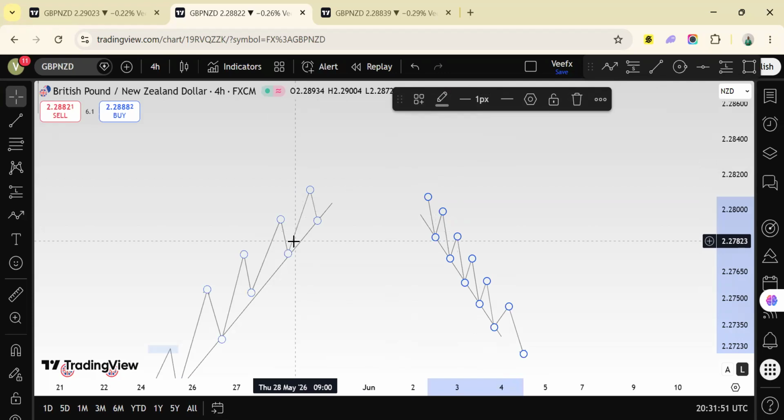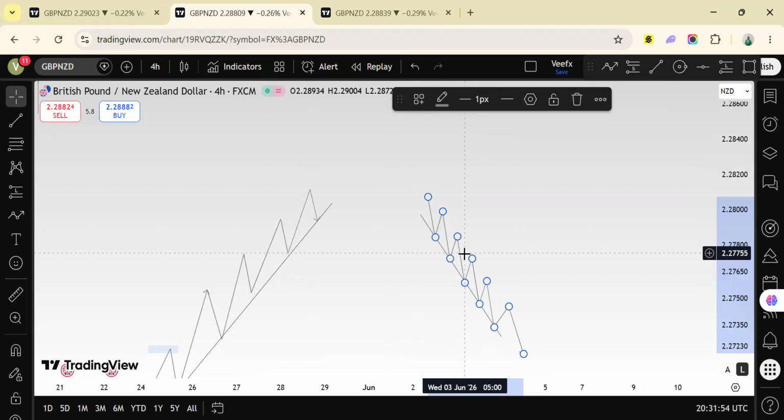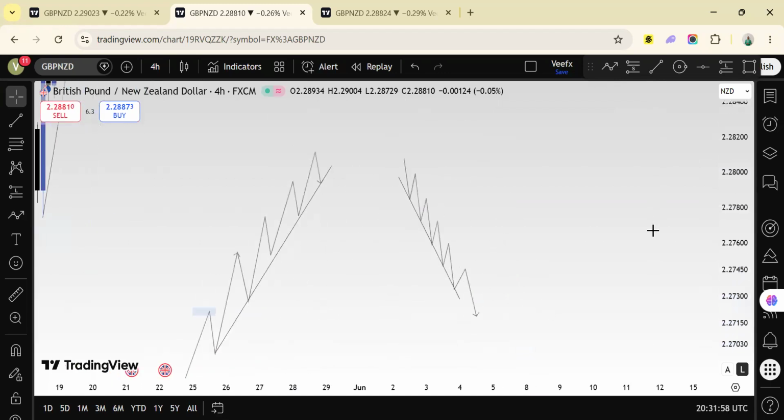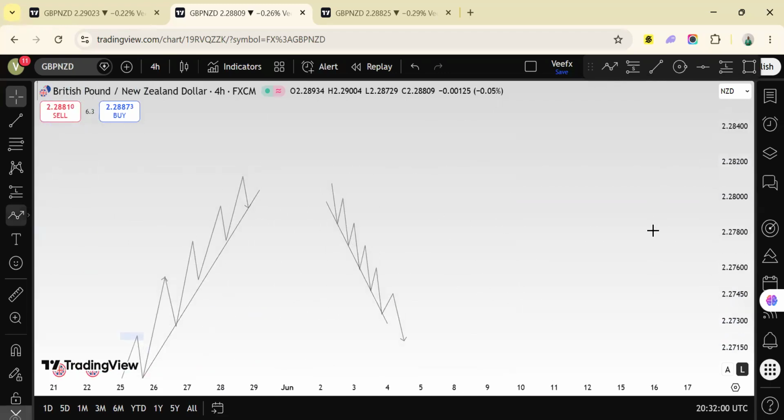The first one is the uptrend. The second one is the downtrend. The third type of way that price makes its movements is what we call a ranging trend or a ranging market or a consolidation market.